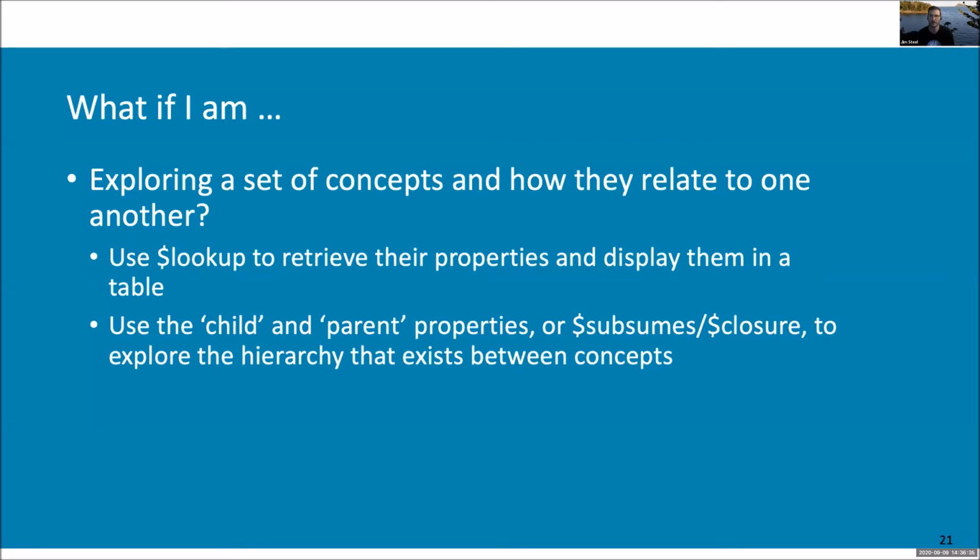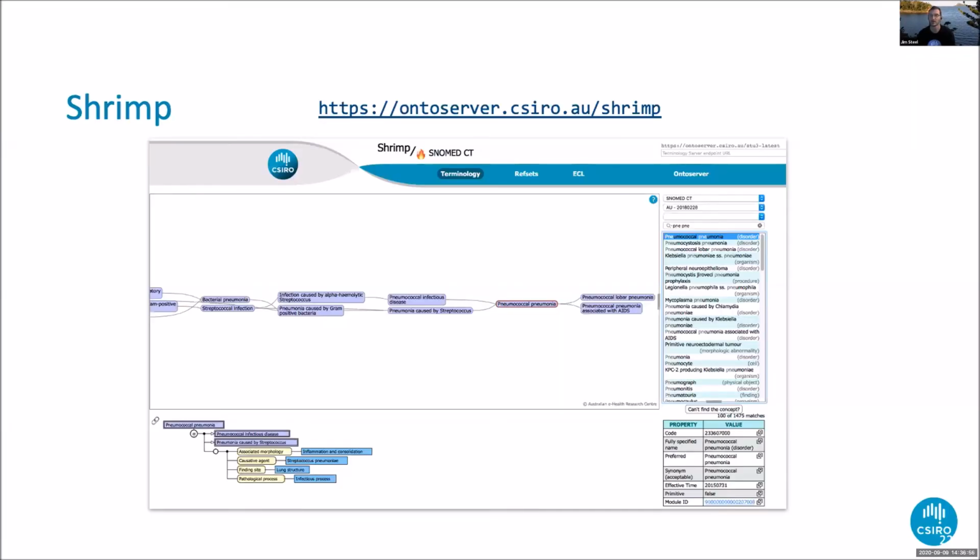So the last operation I'll describe here is the lookup operation. So this is for where we're exploring a set of concepts and we want to know how they interrelate and what their properties are. And maybe we want to display all those things in a table or in some other tool that we can use for exploring the codes and their relationships. So an example of this is the Shrimp browser that we've built at CSIRO, which you can use to browse code systems. So Shrimp uses the lookup operation fairly extensively, along with a bunch of the other operations from the FHIR Terminology Services API to retrieve information about the code.